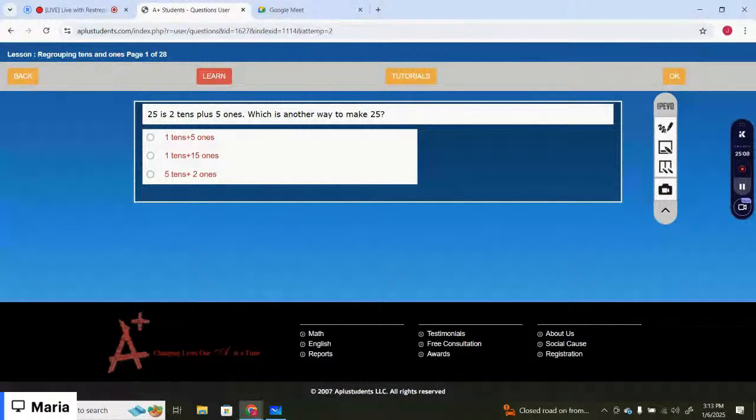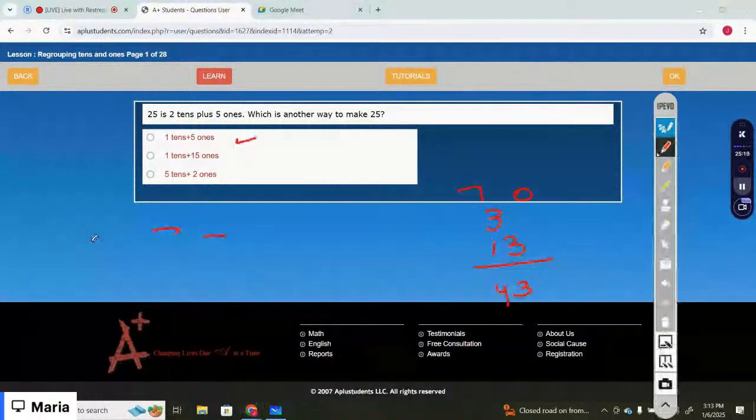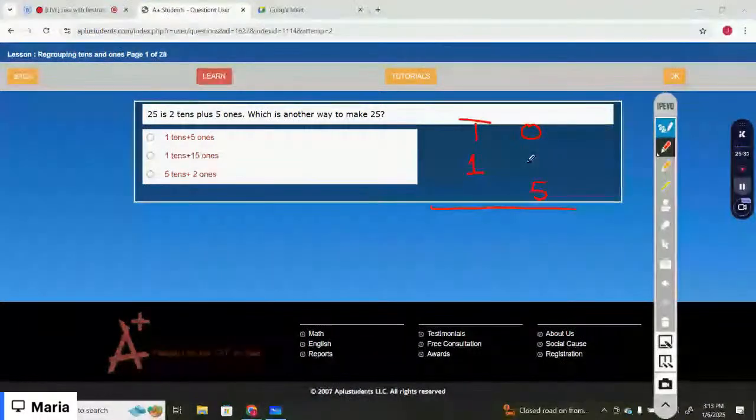25 is 2 tens and 5 ones, which is another way to make 25. You need to find another way to make 25. Let's just look at the options. The first option is 1 ten and 5 ones, right? That isn't the correct option. You cannot add them like this. When you add them, they make 15, but you have to make 25, so that isn't the correct option.